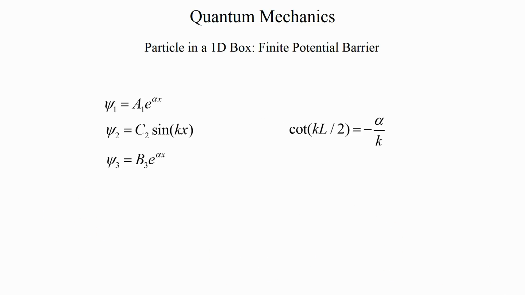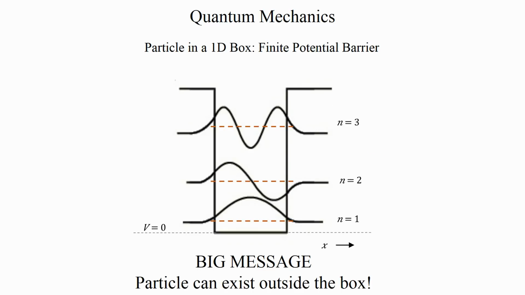Now, the second point is, if you consider the odd symmetry case, that is psi 2 being C2 sine of kx, you will end up with a condition that the cotangent of KL by 2 must be equal to minus alpha by k. So, once again k can take only those values that are permitted by the solution to this equation. As I mentioned, it does not serve our purpose too much to spend a lot of time calculating the exact values of A1, C2 and B3. But what's useful to note is that the wave functions will look like this.